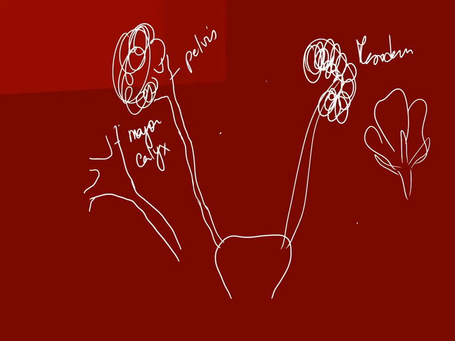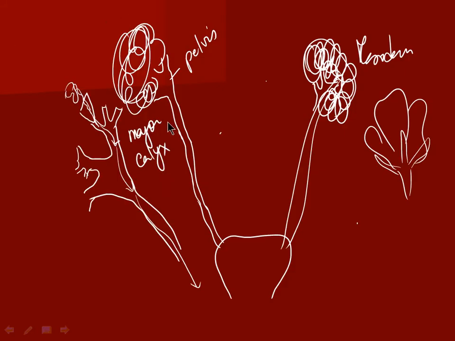This major calyx, because it's large, in turn divides into 2 or 3 minor calyces. So these divide into 2 or 3 minor calyces. And it's these minor calyces into which the apex of the pyramid opens. So this is how it goes in and reaches the kidney. Okay? So the nephron, which begins here, travels down like that, and then opens into the minor calyx, which leads into the major calyx, which leads into the pelvis, and then comes out into the ureter. Okay?